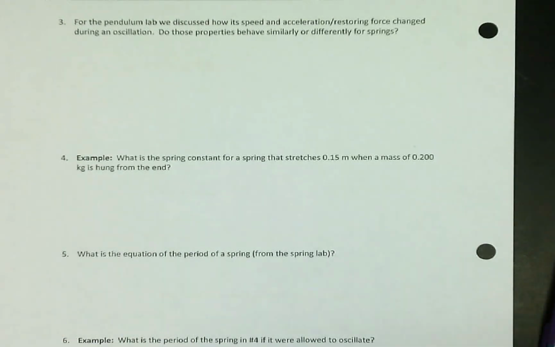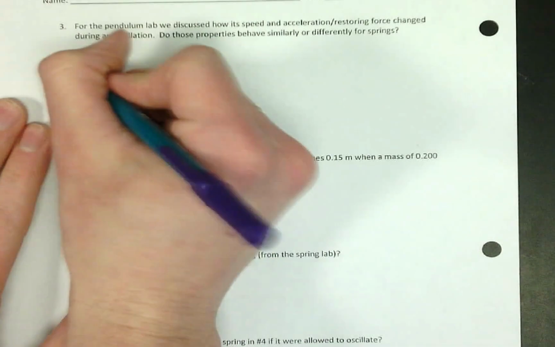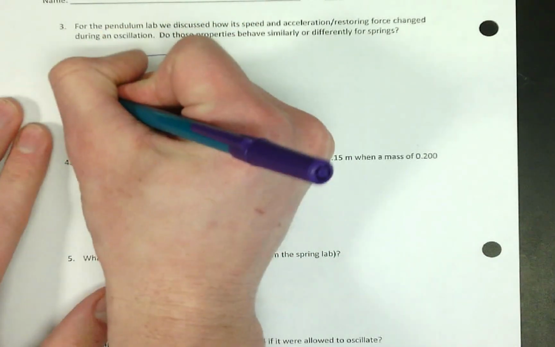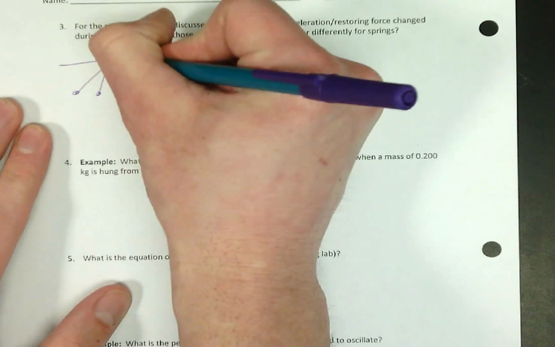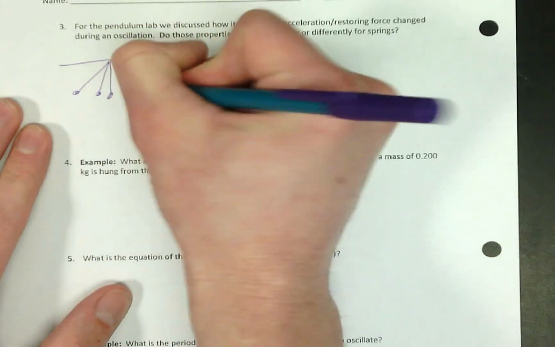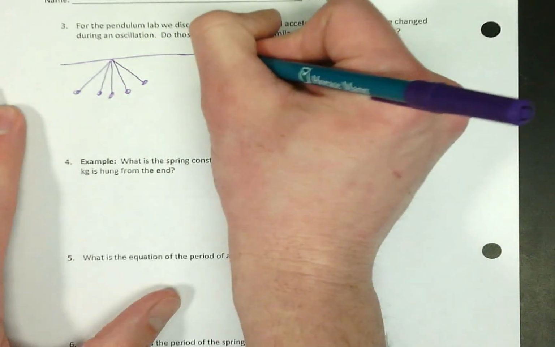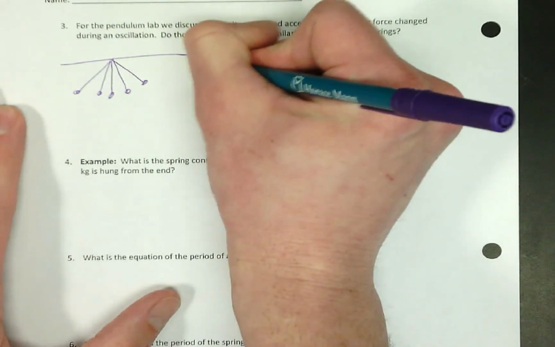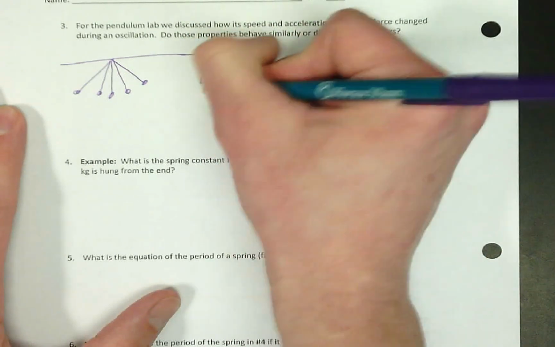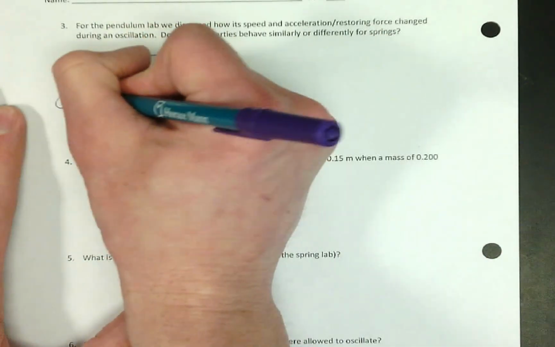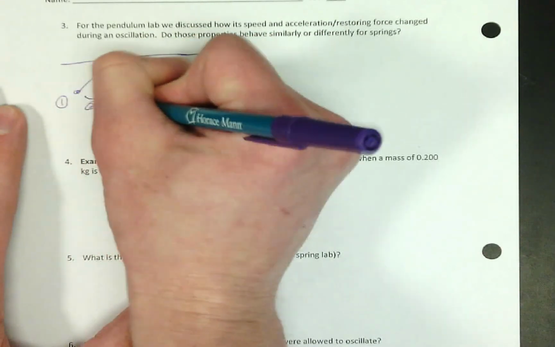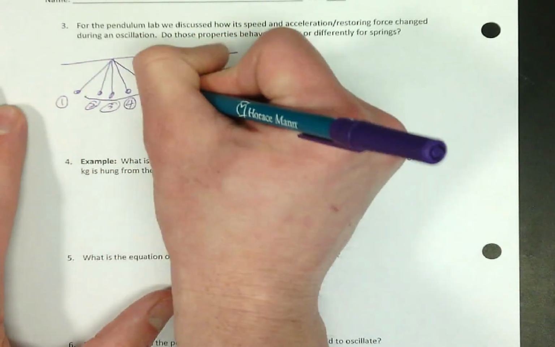All right, for the pendulum lab, we talked about how speed and acceleration change during an oscillation. Do those properties behave similarly or differently for springs? So on the pendulum, we said it was like this, if you find it helpful. And then for a spring, it would be more like this. So this would be position 1, kind of at the maximum. So this is 1, going this way. 1, 2, 3, 4, 5.